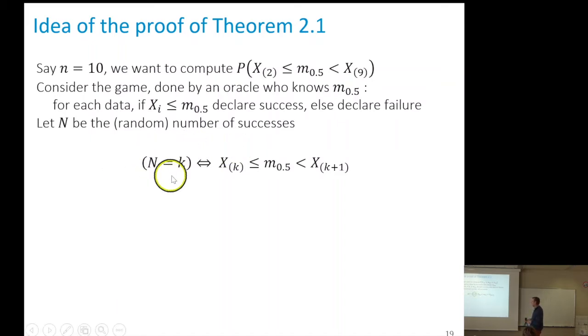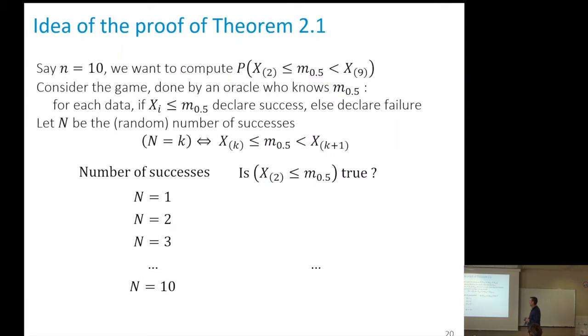Now, what does it mean that out of n experiments, I have seen exactly k successes? It means that k values are less than the median. Now, if I sort all the values, saying that k are less than something is saying that the kth one is less than something. And it's exactly k, so the following one must be larger. This is what this event means here. Now, what is the probability that N is equal to k? Well, what's the probability, for example, that x2 is less than m05?